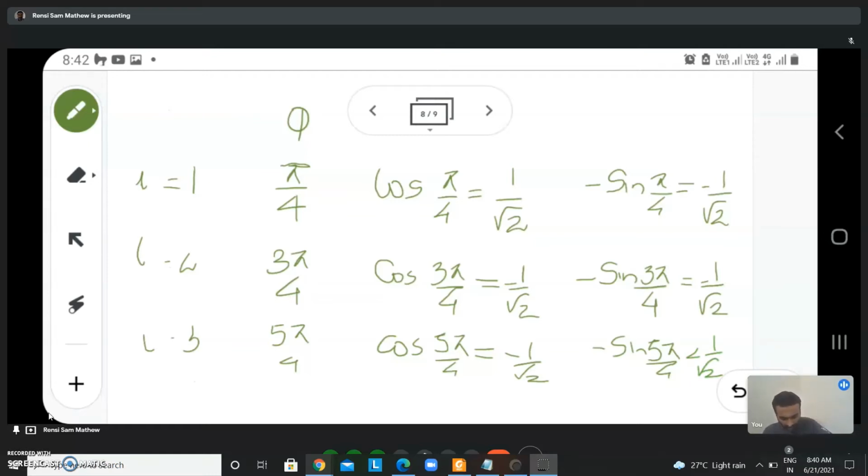And when i is equal to 4, okay, it is not visible. I am not able to write properly. So it will be 7π by 4. So what will be the values? Cos 7π by 4 and minus sine 7π by 4. In the fourth quadrant cos is positive, so it will be 1 by root 2. I am writing only the final answer. Please write the intermediate steps also. And sine will be negative, so negative and negative will be positive. It will be 1 by root 2 here. Okay, so please write the values.